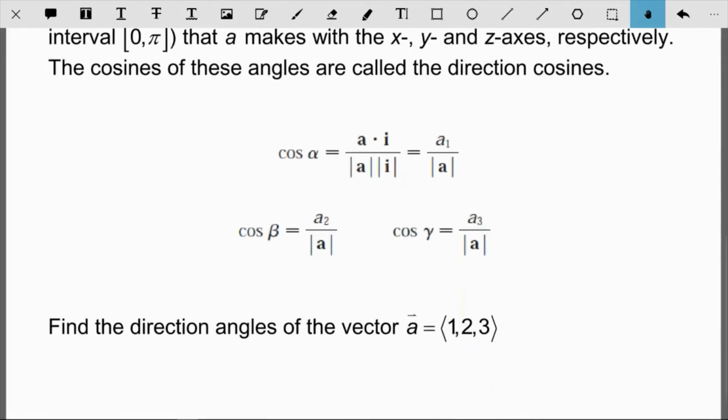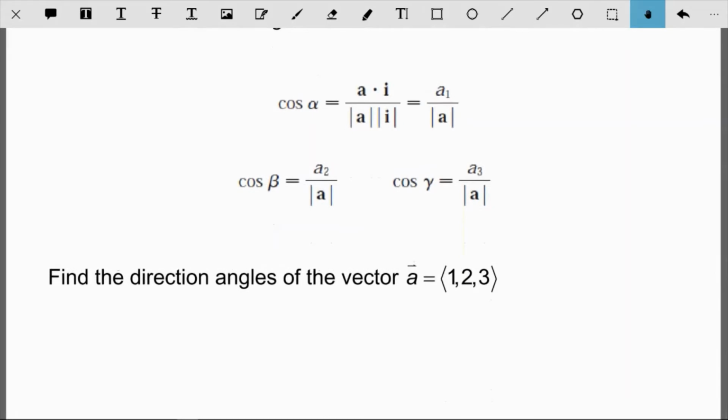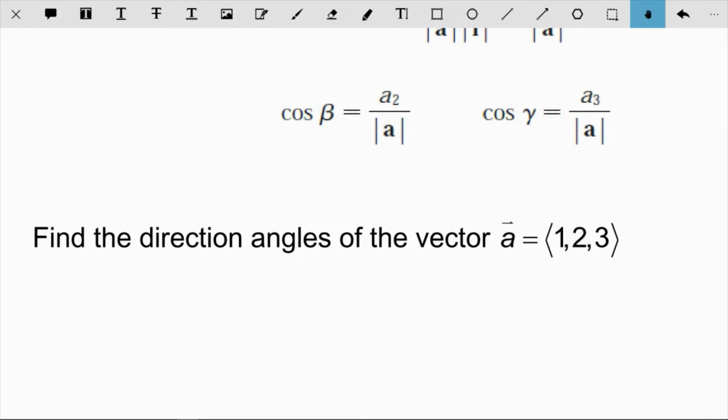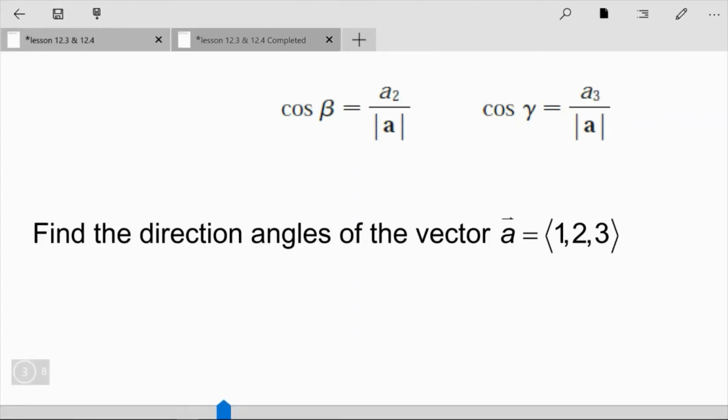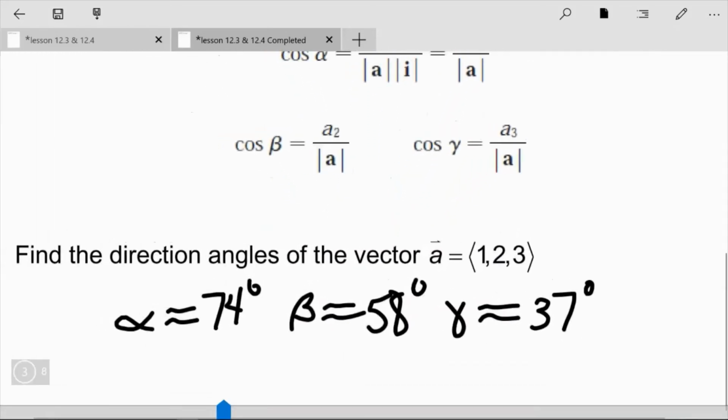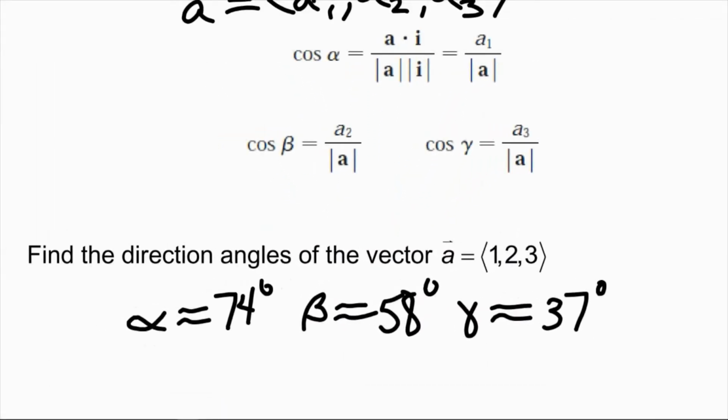Okay, so when you calculate this, this is the type of problem where you might want to do that. Find the direction angles of this vector, 1, 2, 3. What I want you to do is just pause the video and take a minute and calculate those out, and go ahead and get your answer in degrees as opposed to radians. Okay, and here's the result that you should have gotten on this. You can see that for our angle alpha, you get 74 degrees, beta is 58, and gamma is 37. Again, pretty simple to do.